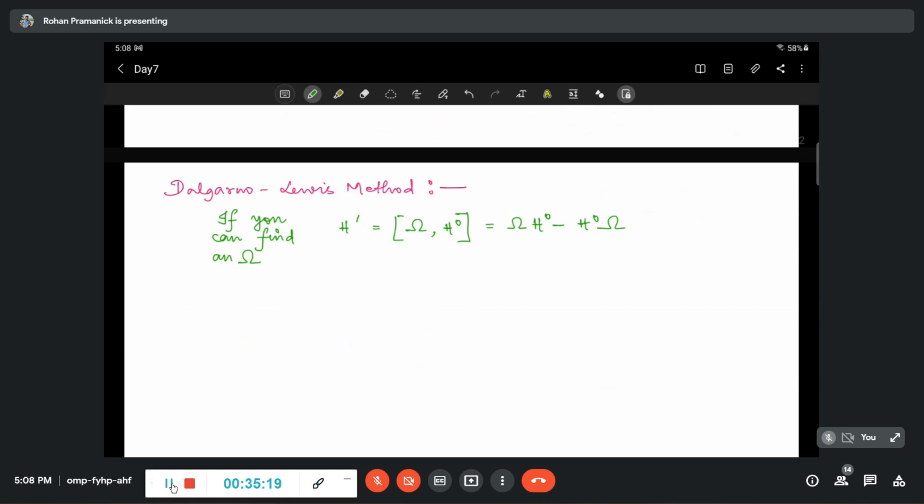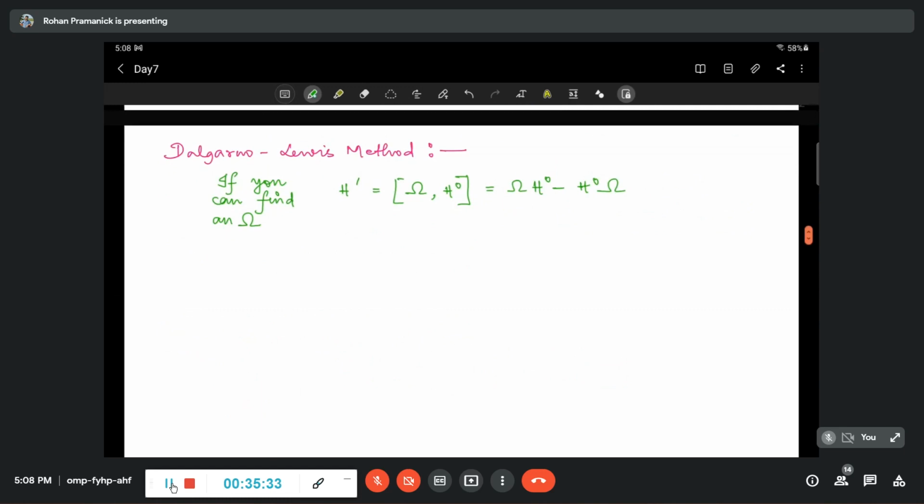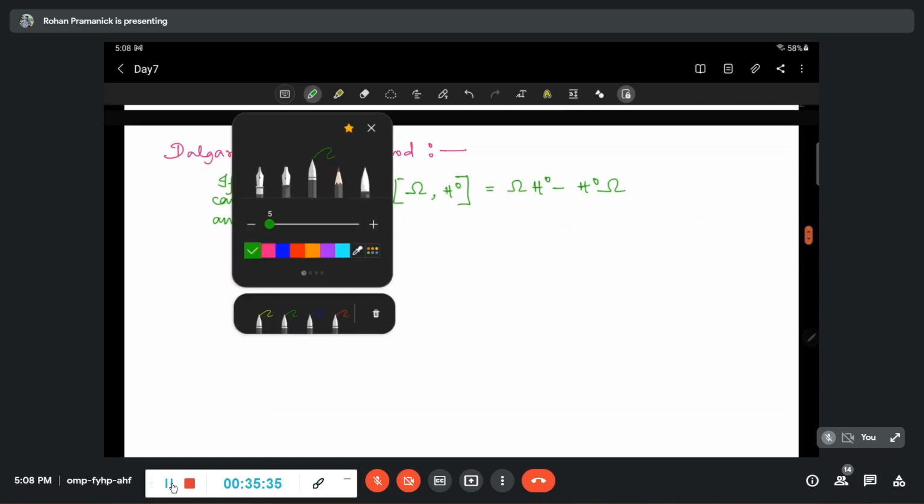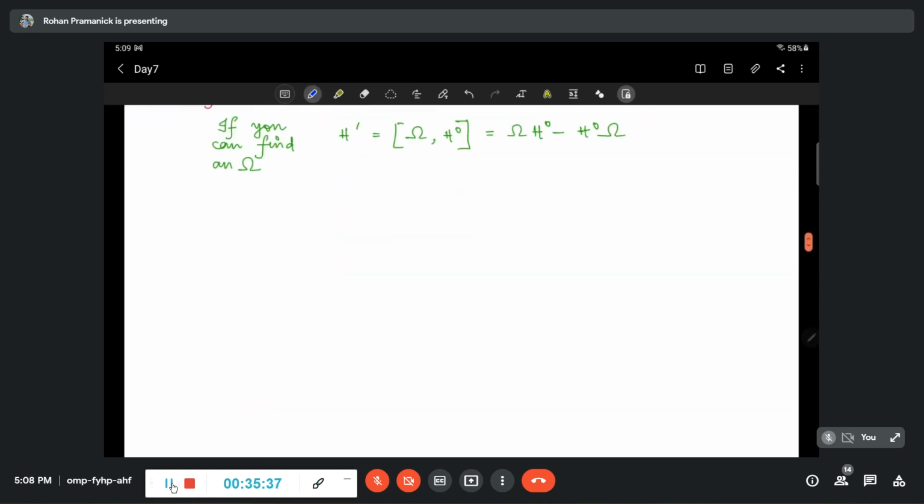So we first start with an if: let's say we have an omega which behaves in such a way that it is a commutator with H0, and your perturbation and perturbed Hamiltonian can be written in this form. Then you can simplify. So now this is straightforward. So we start by writing En2.